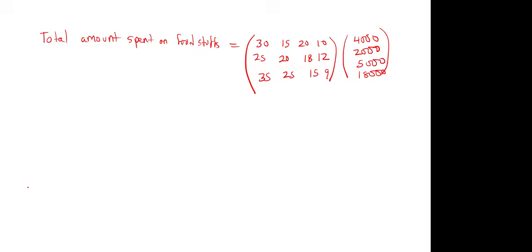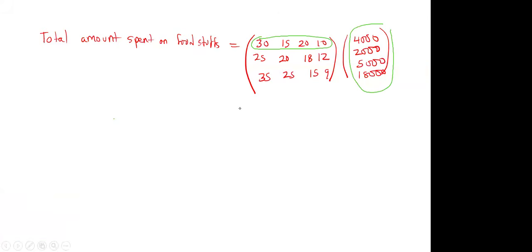Okay. Now, we are going to do the multiplication. Like we have said, when we are doing our multiplication, we always multiply row by column. So I'm going to first multiply this row with this column here. That is what I'm going to do first.